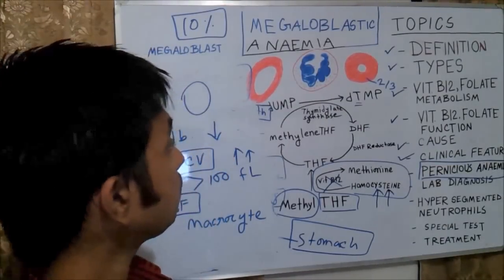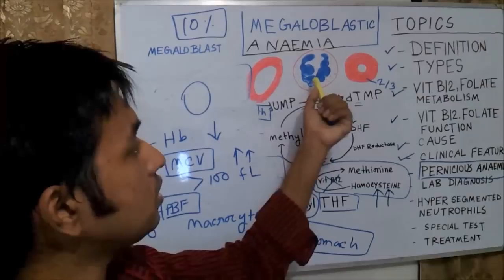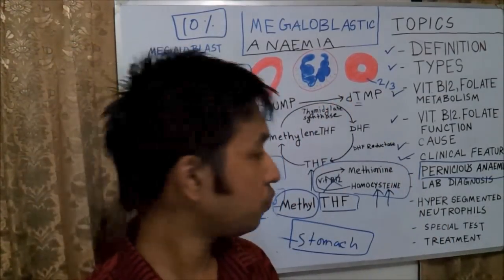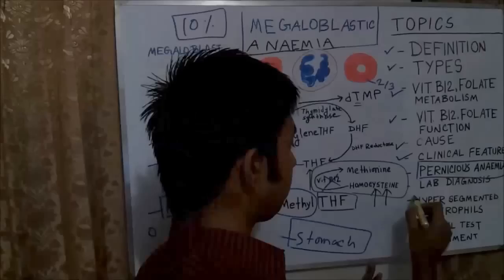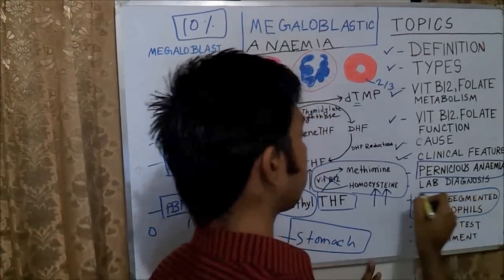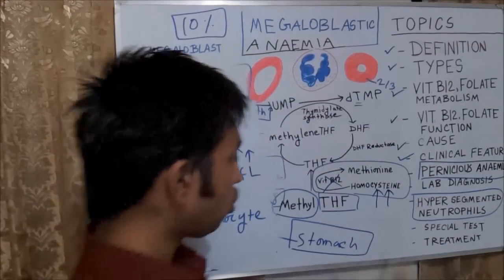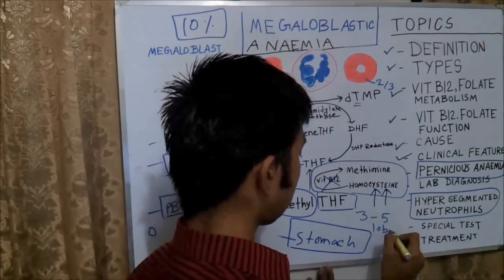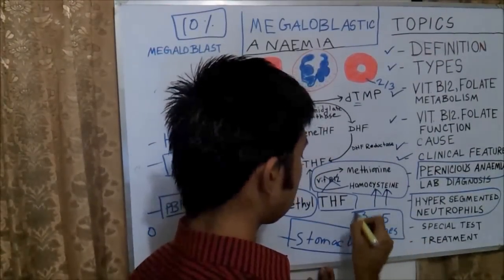Also, what will we see? We'll see something like this. What is this? This is known as hypersegmented neutrophil. Okay, so this is a very important point. Hypersegmented neutrophil. Normally, neutrophil contains 3 to 5 lobes. This is normal.